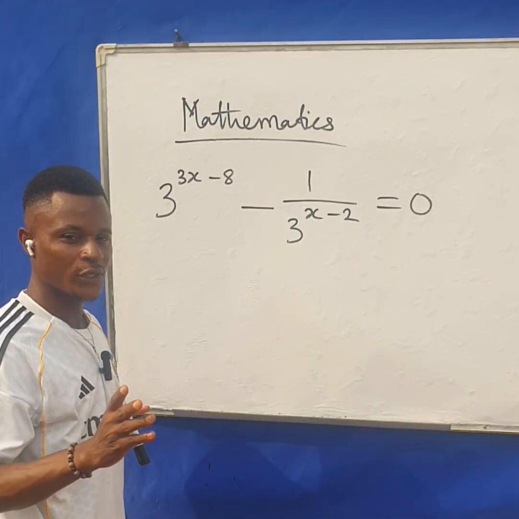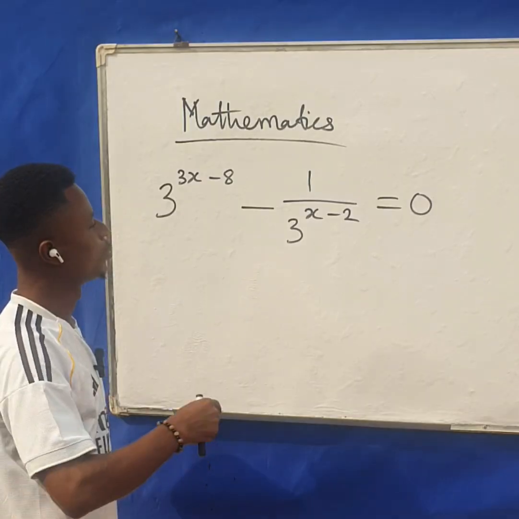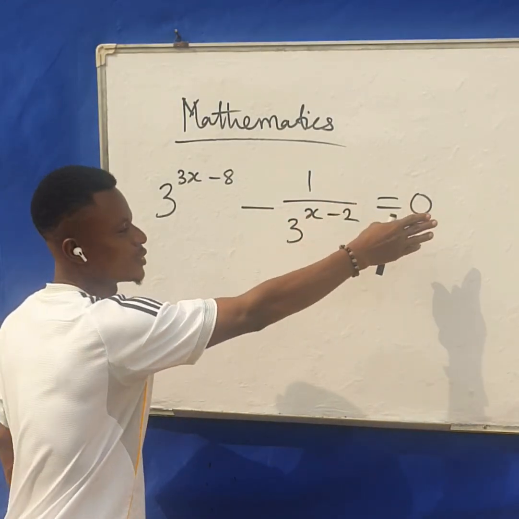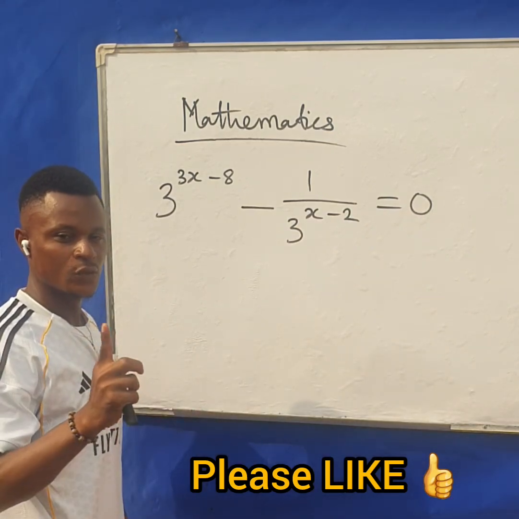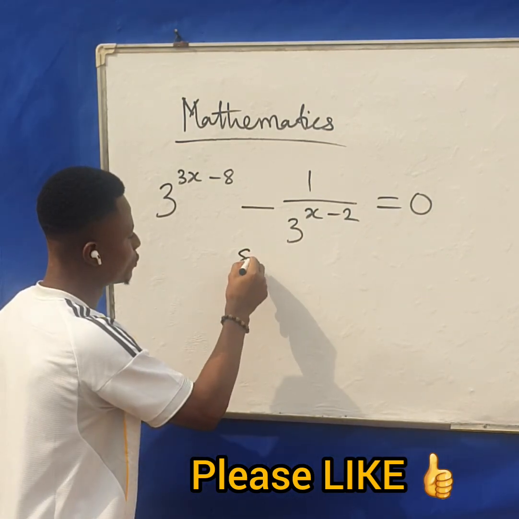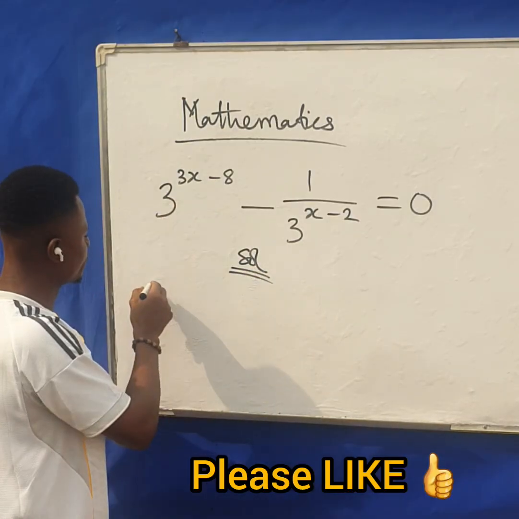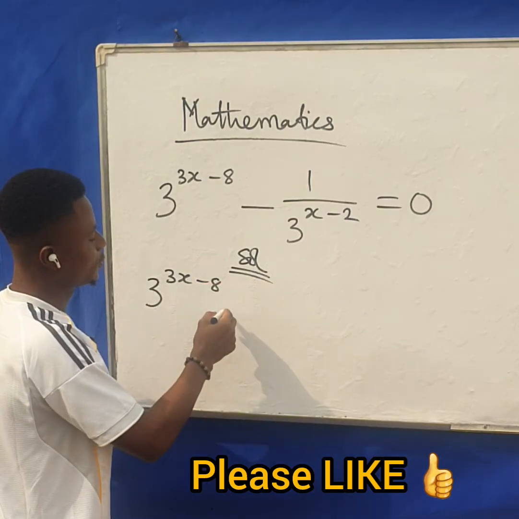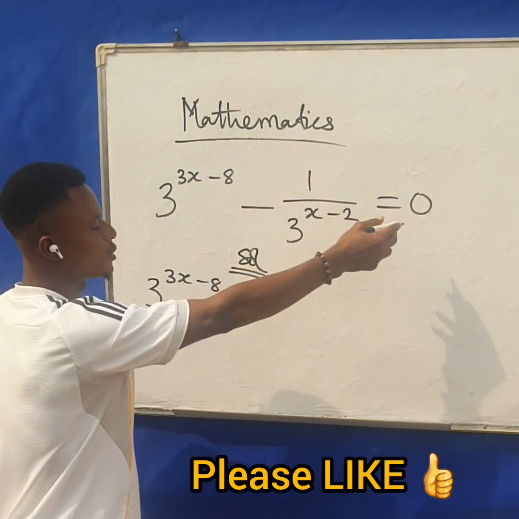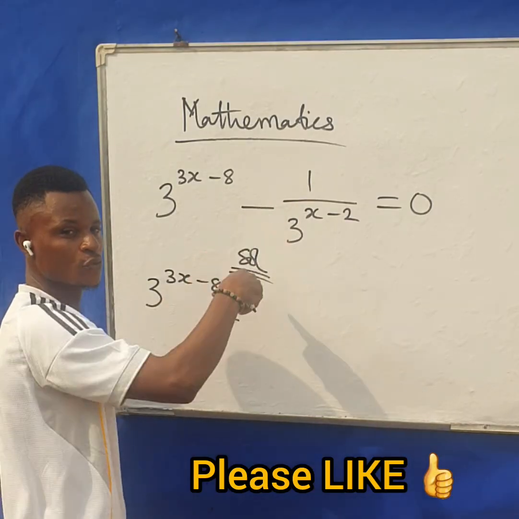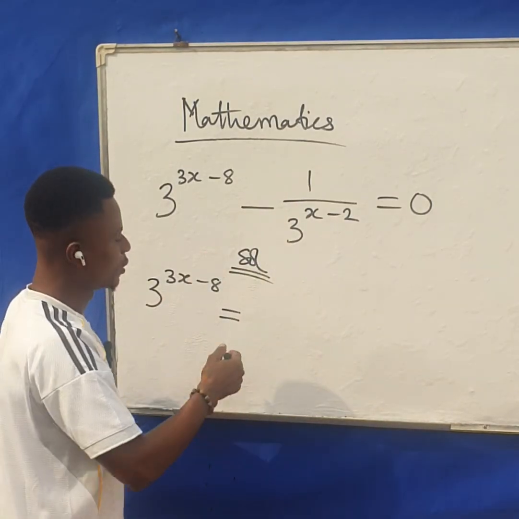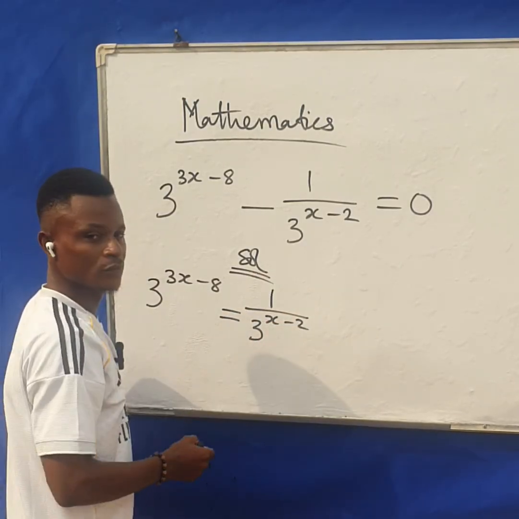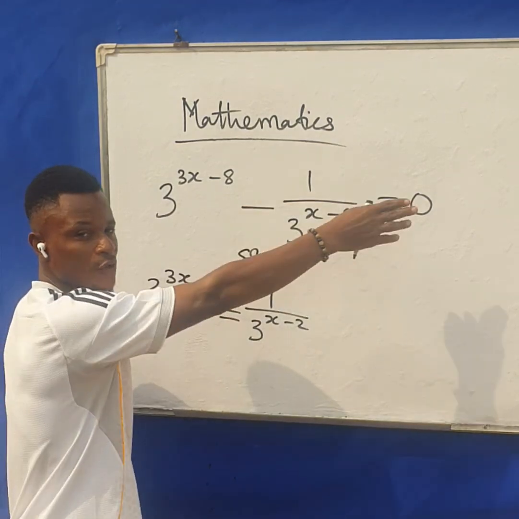If you want to solve this question correctly, the first thing you need to do is to move this negative 1 over 3 raised to the power of x minus 2 to the right hand side of the equation. That's the first thing we need to do. So here is the solution. We'll have to write down 3 raised to the power of 3x minus 8, then equal to, when we move this to the right hand side, it will change from negative to a positive value. You understand? So 1 over 3 raised to the power of x minus 2. The negative sign will no longer be there because it has crossed an equality sign.